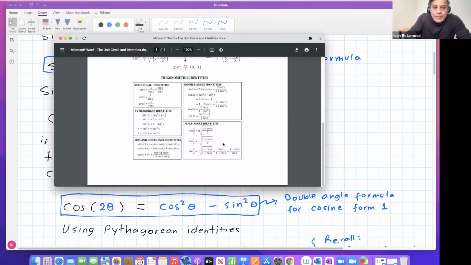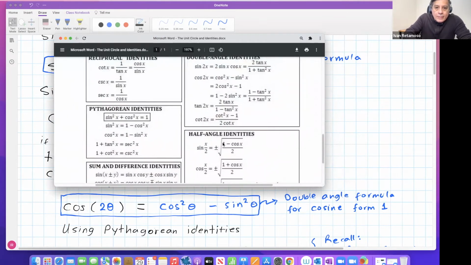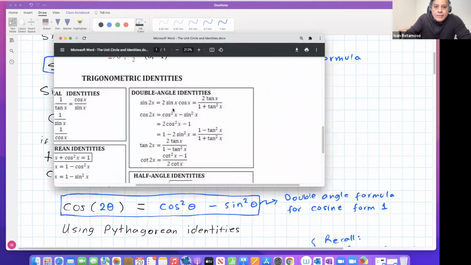All right, so where are they, Professor, those double angle formulas? Here. See? Double angle identity, sine of 2x, 2 sine x, cosine of x, right?